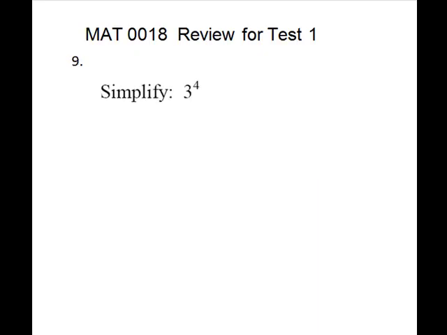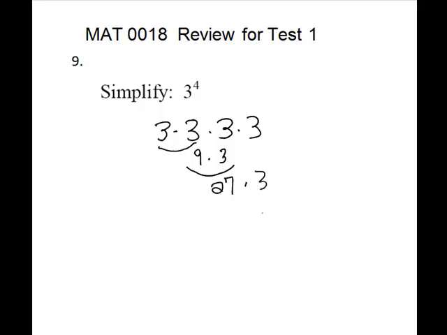Problem 9. We're going to simplify 3 to the 4th. That means to make 4 copies of the base. So 3 times 3 times 3 times 3. And then we need to work it out. So we could just go across. 3 times 3 is 9. Times 3 is 27. Times another 3 is 81. Or we could have regrouped if we remember the associative law. 3 times 3 and 3 times 3 would be 9 times 9, which is also 81.